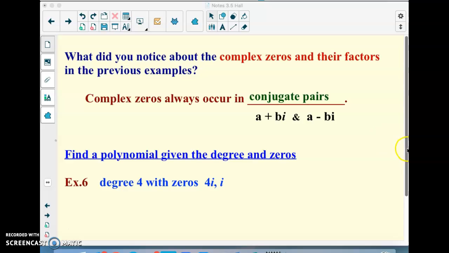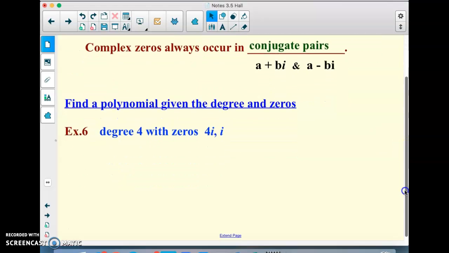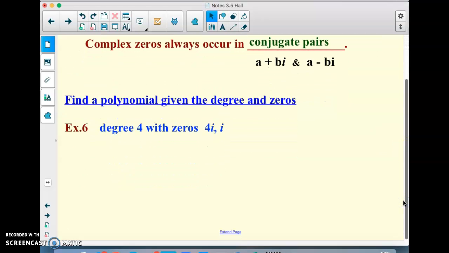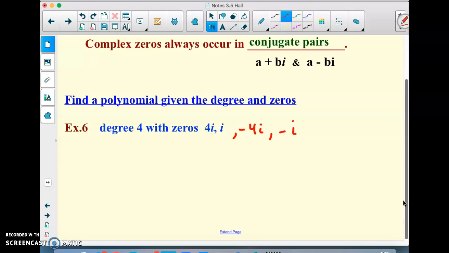So let's look at this example. Find a polynomial given the degree and zeros. So this says a degree of 4 with only the zeros 4i and i. And so what you may be thinking is there's only 2 zeros. Nope, they come in conjugate pairs. So if I have 4i, that also means I must include negative 4i, and I also have i, so I must include negative i. Okay, great. Now if I have this degree 4, let's see what happens.